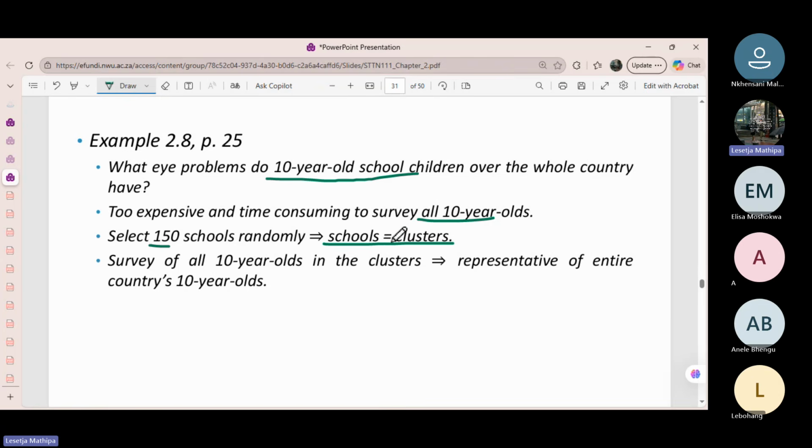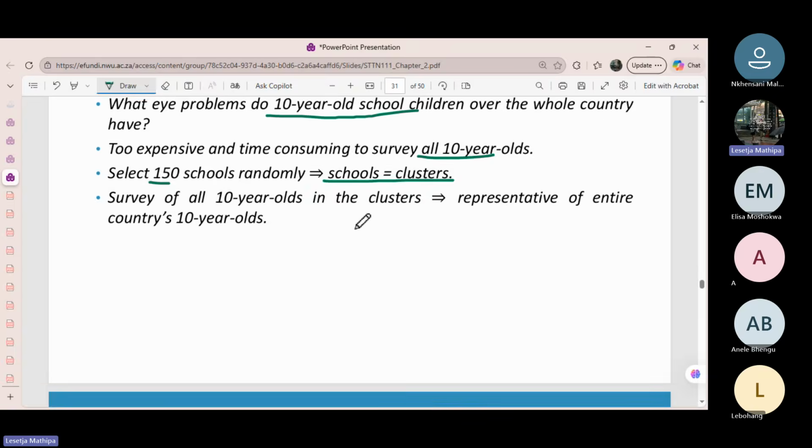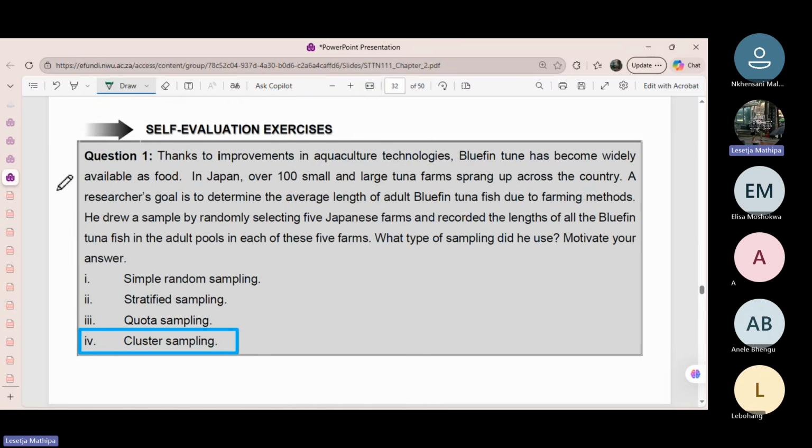So it's very important, with this kind of questions, that you analyze the question. You must make sure that you understand the question before you can say that the question is about cluster sampling. Okay, this is our scenario. Thanks to improvements in aquaculture technologies, bluefin tuna has become widely available as food. In Japan, over 100 small and large tuna farms have sprung up across the country.